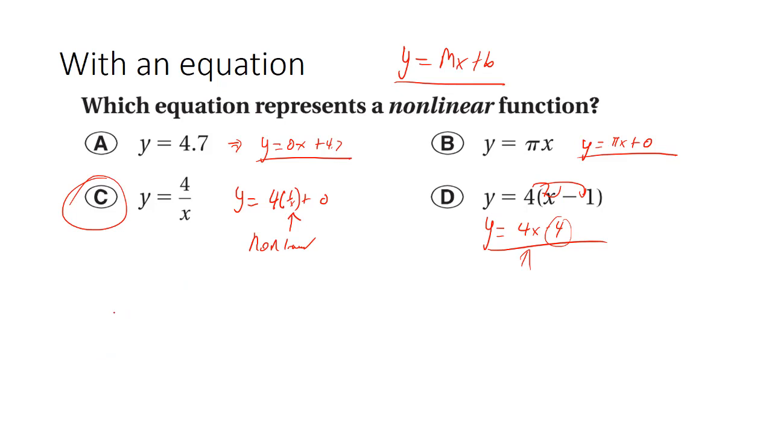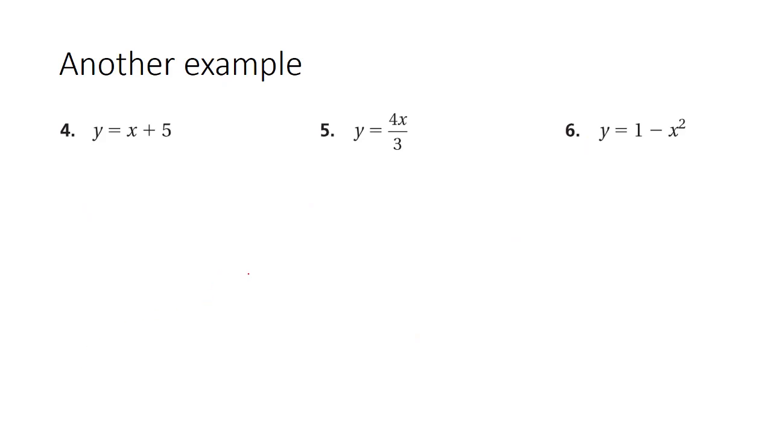And essentially, with an equation, if your x is in the denominator, if you have y equals some number a over x, you know it's nonlinear. And if you have y equals some number a times x to a power, anything other than 1, so if this is 2 or 3 or 4 or whatever, then again nonlinear. So in order for it to be a line, you have to be able to write it in y equals mx plus b form. Let's do one more example.